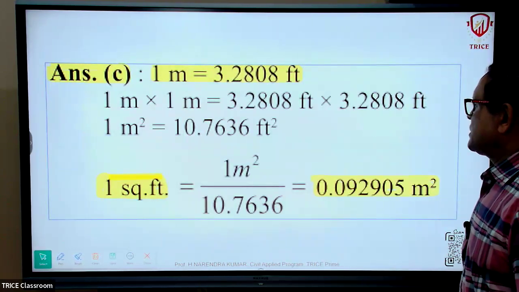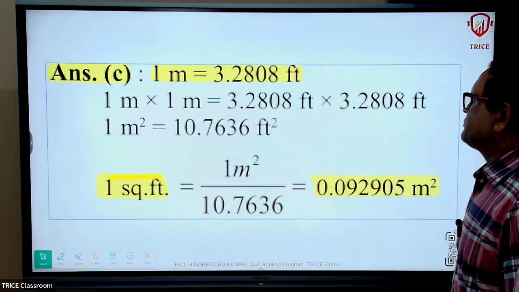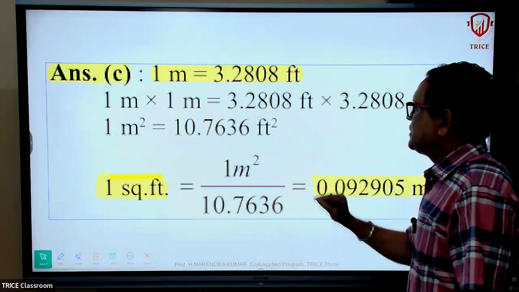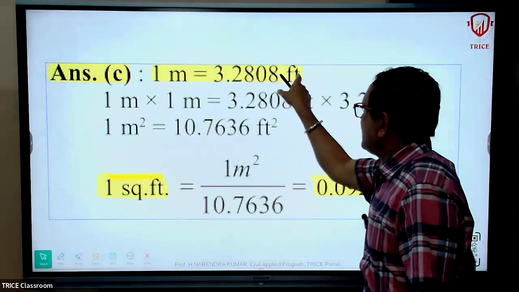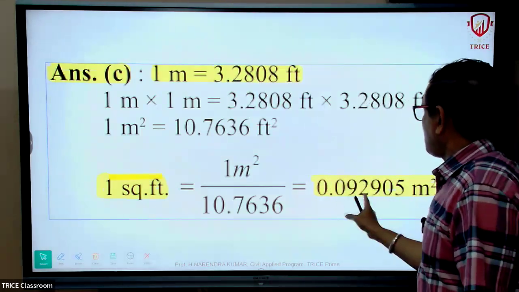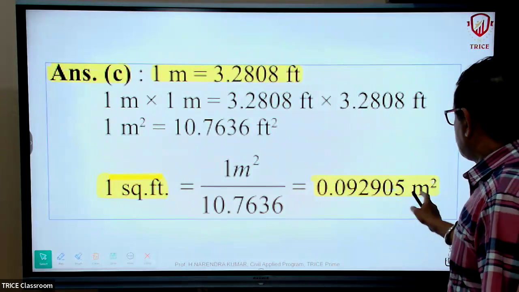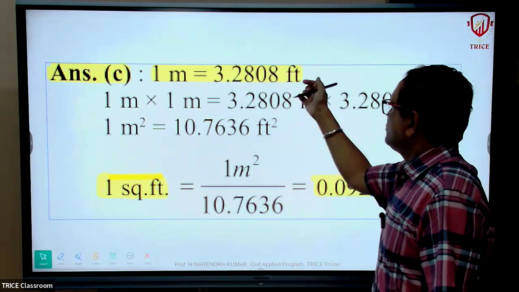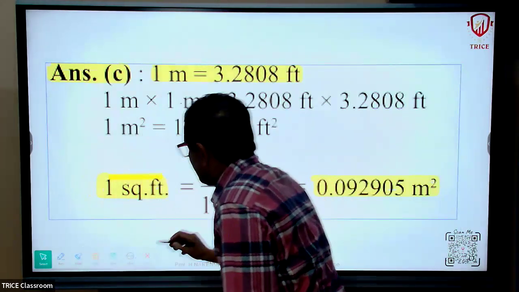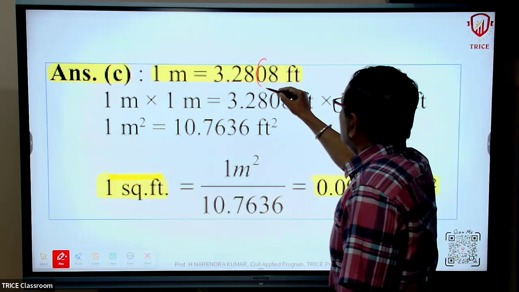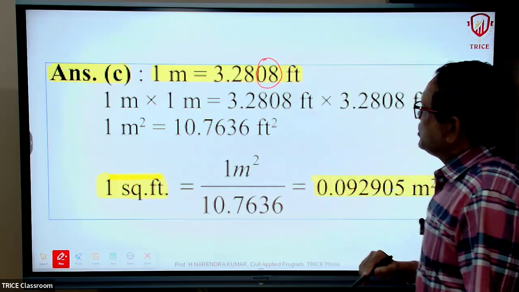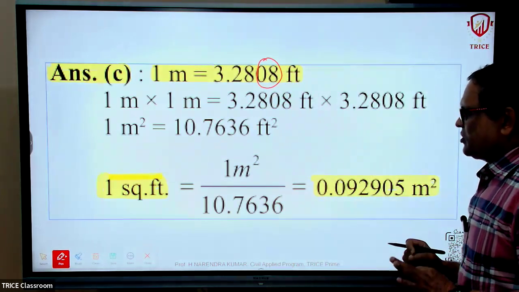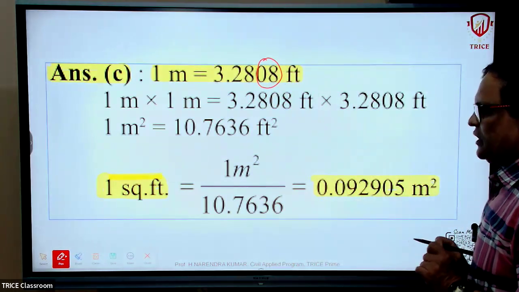First of all, you should know the first line that is highlighted. C is the answer, that's okay. But first, this highlighted thing you need to know. Without that, it's not possible for you to get this answer. 1 meter is equal to 3.28 foot. So even if you don't know this particular value, you can somehow manage. Please remember all these units of measurement.